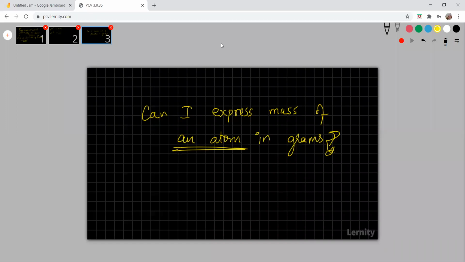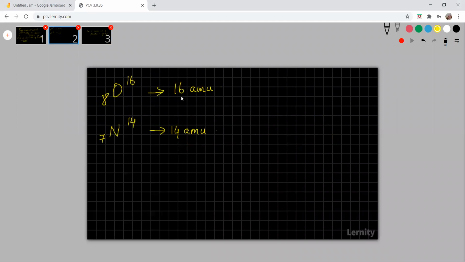Yes, we can express. So how am I going to express? Listen here. It is 16 AMU, correct? So if it is 16 AMU, I should know what is 1 AMU. For example, I can convert 16 kilograms to grams. 1 kilogram is equal to 1000 grams, so 16 kilograms will be 16,000 grams. Am I right or not? It will be 16,000 grams.